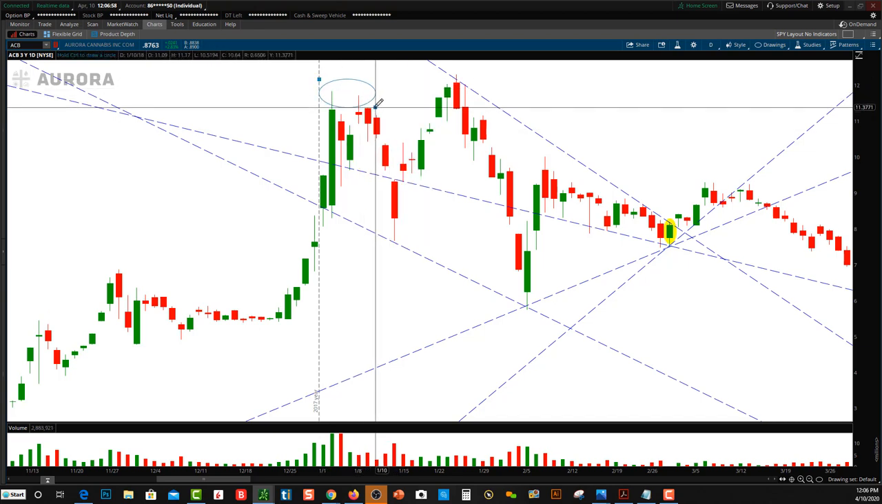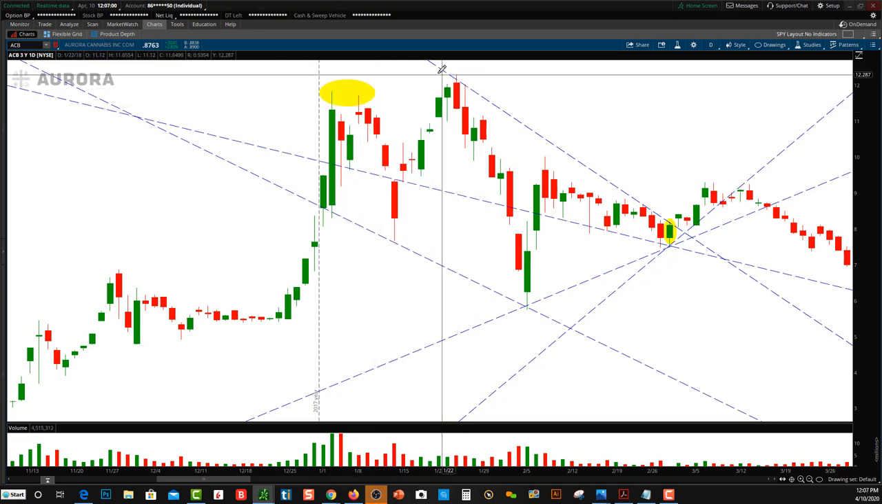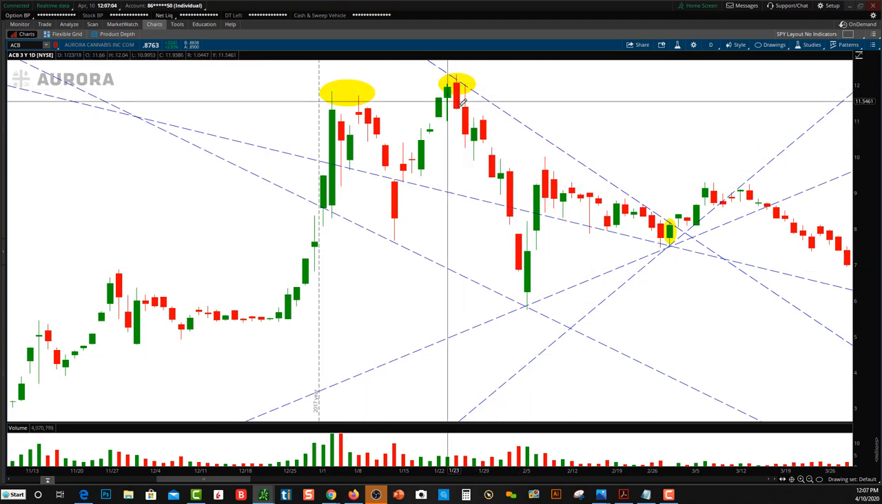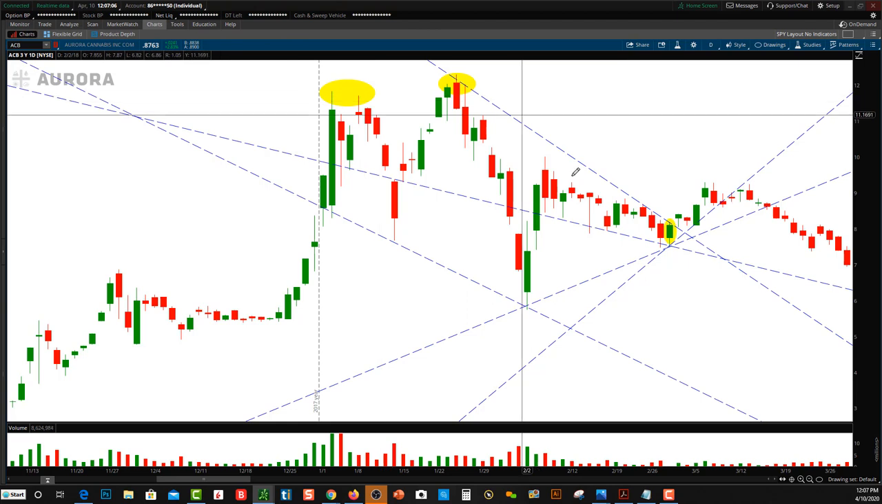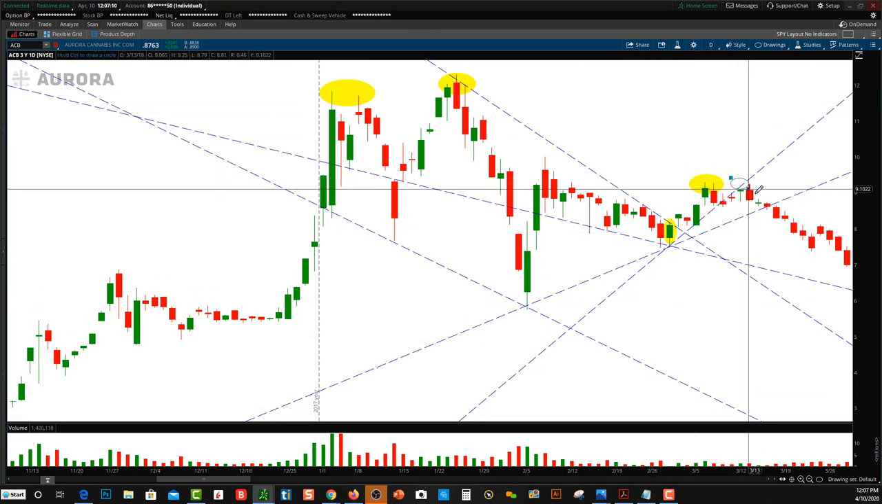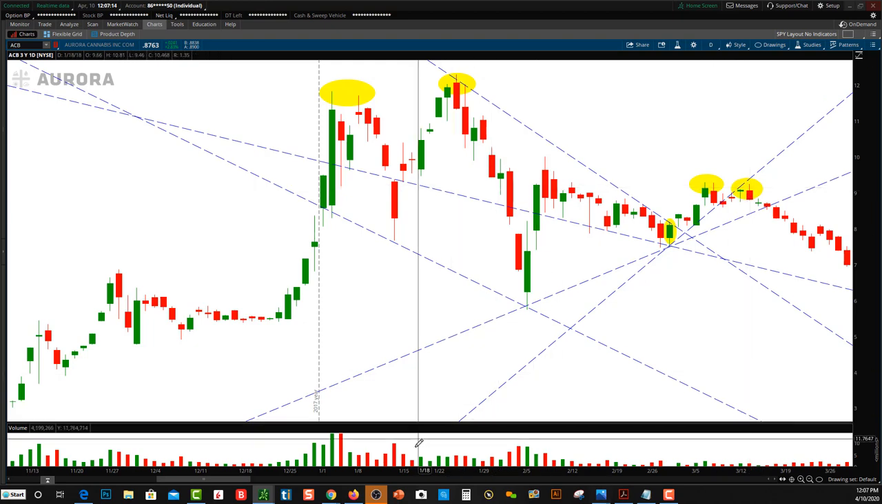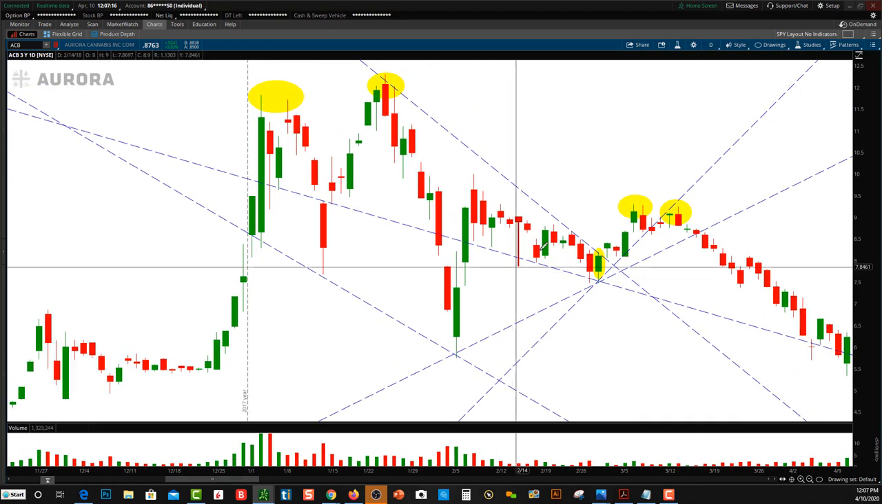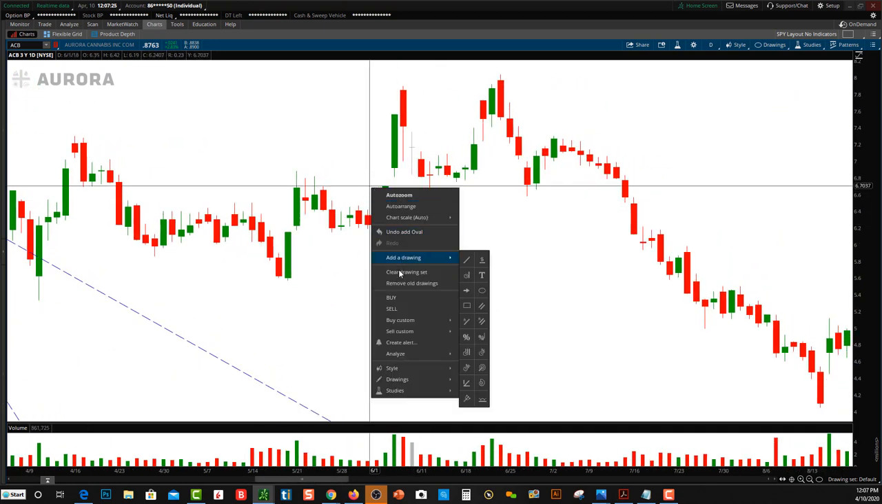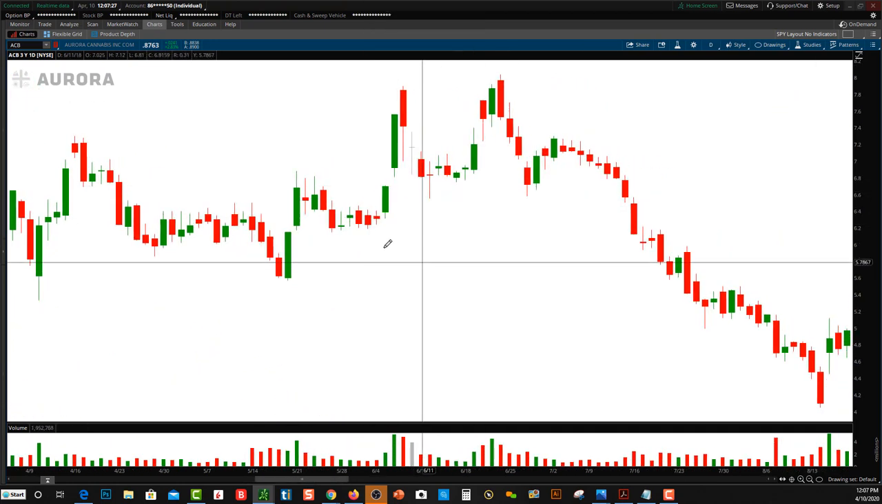What is this? It's basically a double top. Even though this top's above it, it's still doing the same kind of thing. Double top. What is this? Double top. You know? Tweezer tops right here. And then it just keeps going over and over and over again.